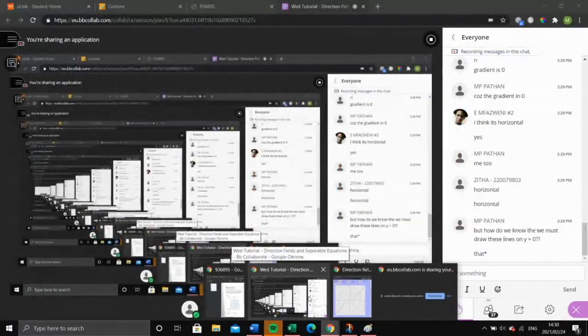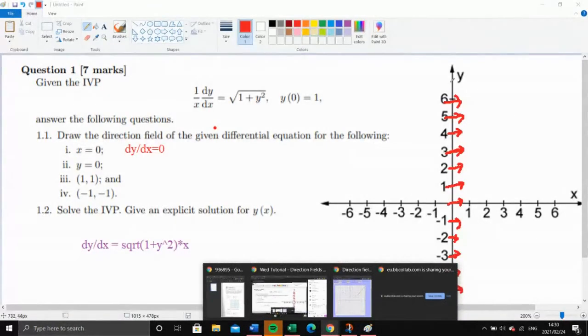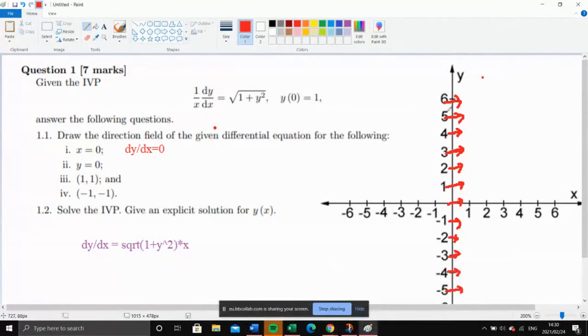How must we know to draw these lines on x is equal to 0? This is the line x is equal to 0. The y-axis is the line x is equal to 0, so that's the line we're given. The line x is equal to 0 is the vertical axis, so that's how I need to draw it along here. And then I just chose a bunch of points all the way along this line to draw it at.